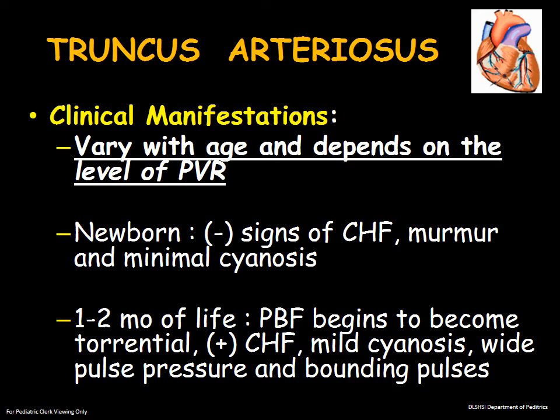So what are your clinical manifestations? It varies with age and depends on the level of pulmonary vascular resistance. Newborns can have no signs of heart failure, murmur, and minimal cyanosis. At 1 to 2 months of life, pulmonary blood flow usually begins to become torrential, thus development of congestive heart failure, cyanosis still mild with wide pulse pressure and bounding pulses.